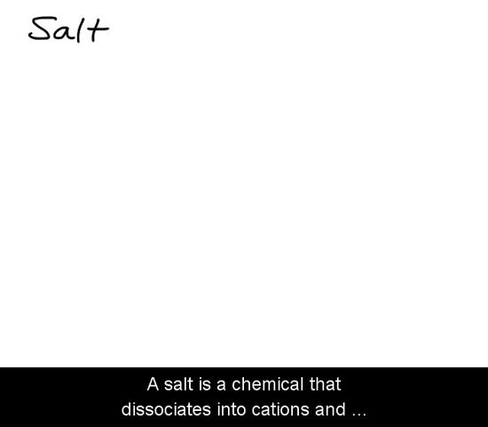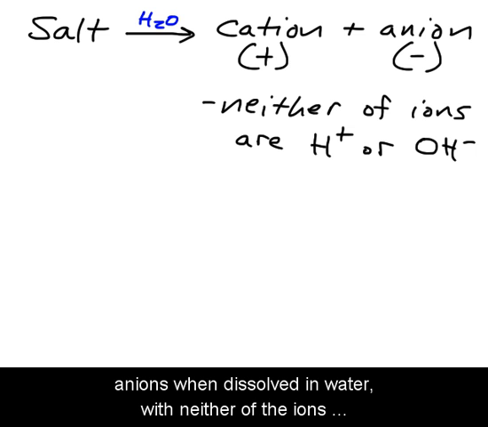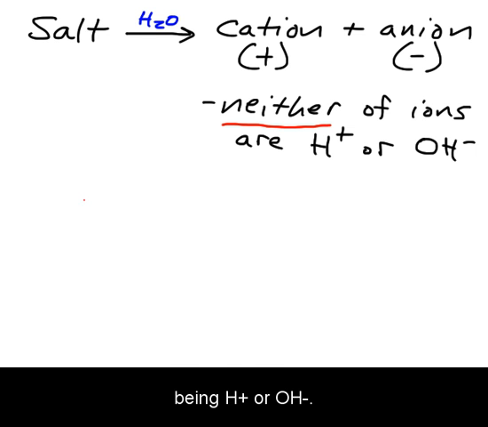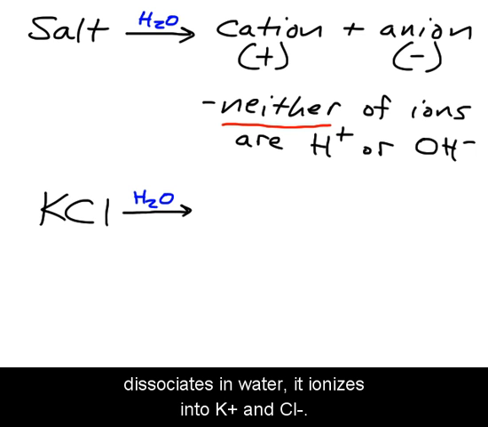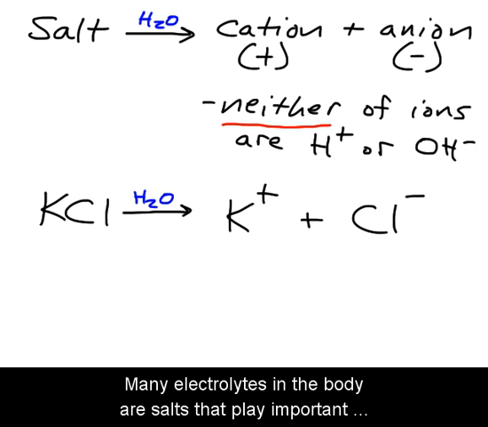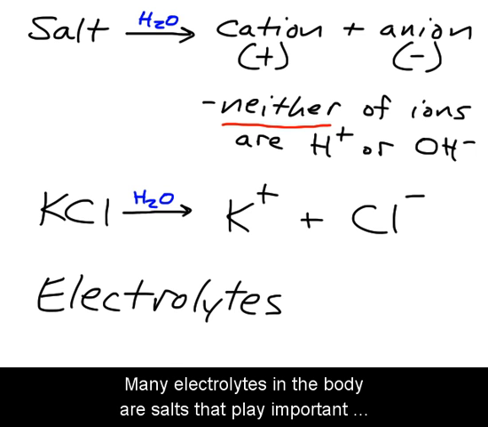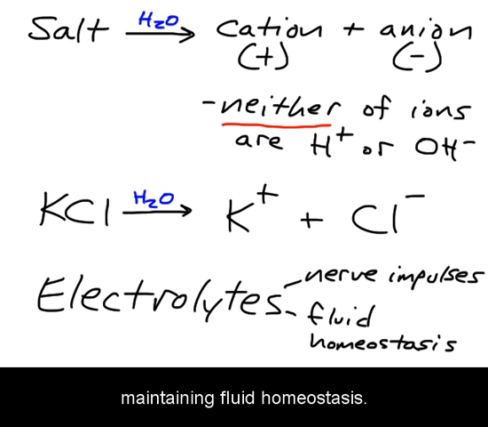A salt is a chemical that dissociates into cations and anions when dissolved in water, with neither of the ions being hydrogen ion or hydroxide ion. For example, when the salt potassium chloride, KCl, dissociates in water, it ionizes into potassium ion and chloride ion. Many electrolytes in the body are salts that play important roles in the conduction of nerve impulses and maintaining fluid homeostasis.